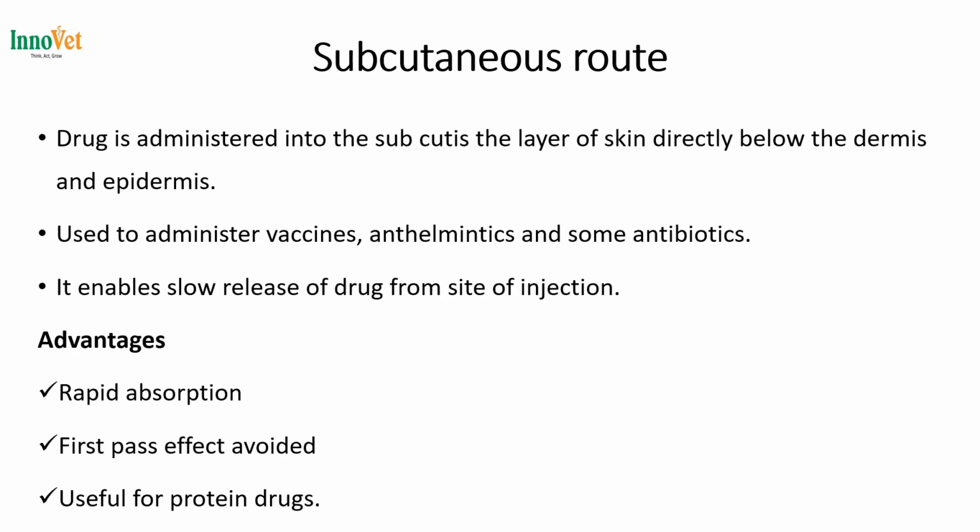Then the subcutaneous route is the route where we administer into the subcutaneous layer, that is the layer of skin directly below the dermis and the epidermis. So basically this is used to administer vaccines and some antibiotics, among others.